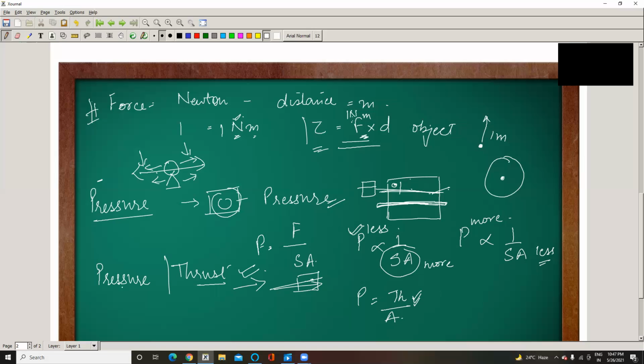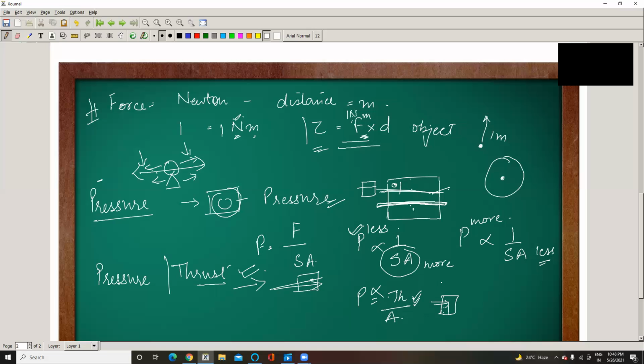Now we conclude that pressure is directly proportional to the thrust. That is, greater the thrust, greater will be the pressure exerted on that particular object. Now if pressure is inversely proportional to surface area, so pressure increases when the area of contact is decreased. Area bada hoga, pressure less hoga. Area chota hoga, pressure zyada hoga. Okay, inversely proportional ka meaning hi isme ye hai.